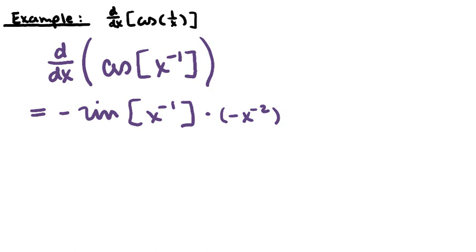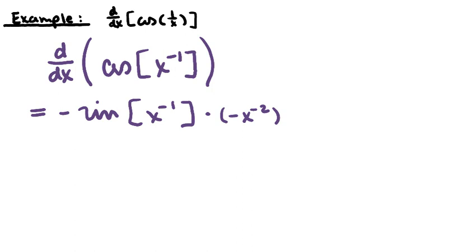All right, there it is. So what I did was I took the derivative of the outside, which is the derivative of cosine, negative sine, and I left the inside the same. And then I multiplied by the derivative of the inside. Well, the derivative of x to the negative 1, I'm going to use the power rule. I'm going to bring that power around the front. That's negative 1, x to the negative 2. Right, we got to reduce the power by 1.